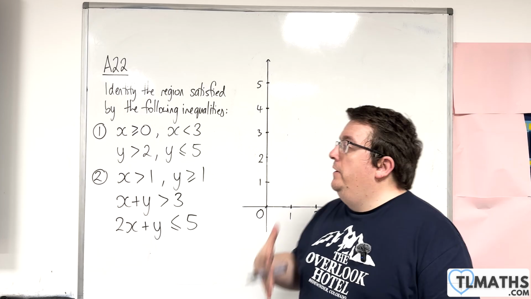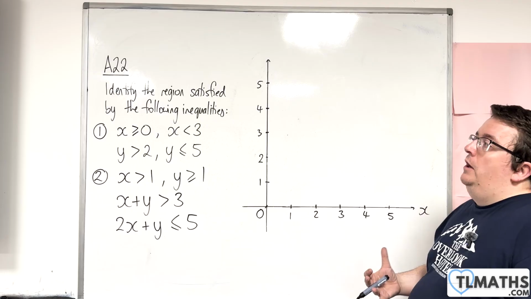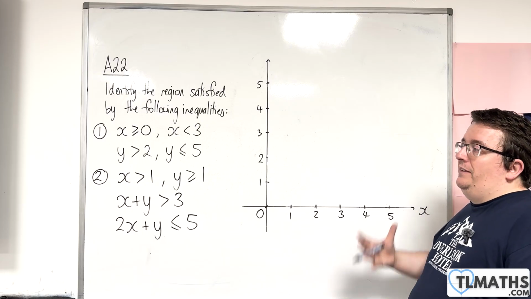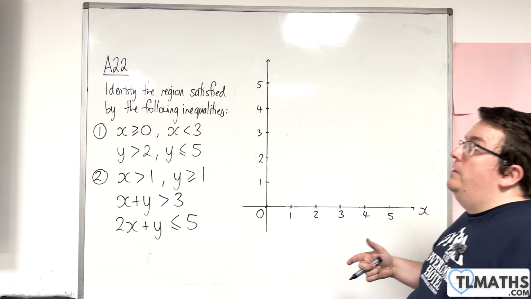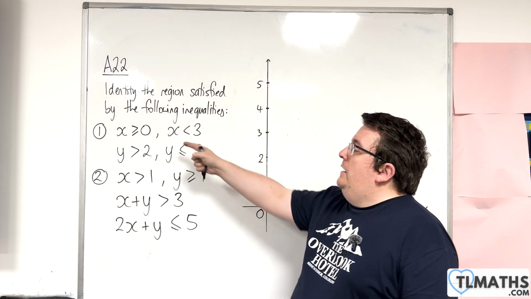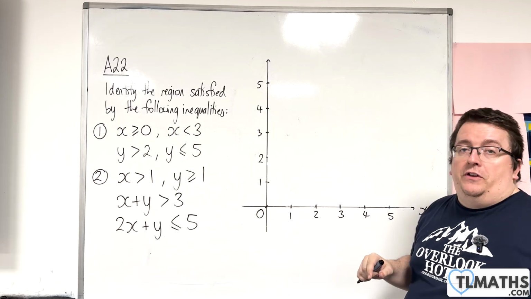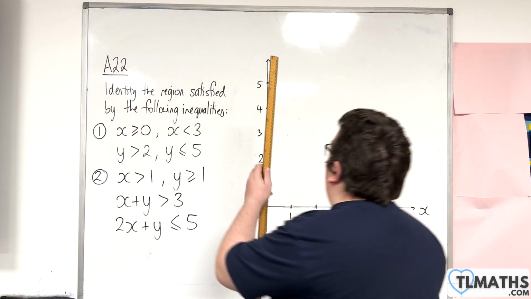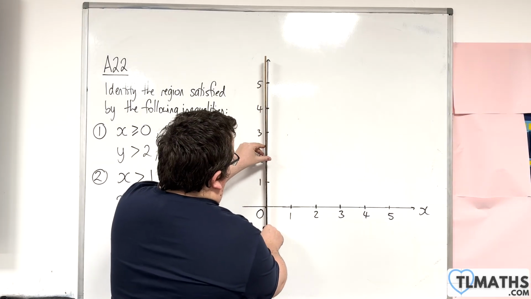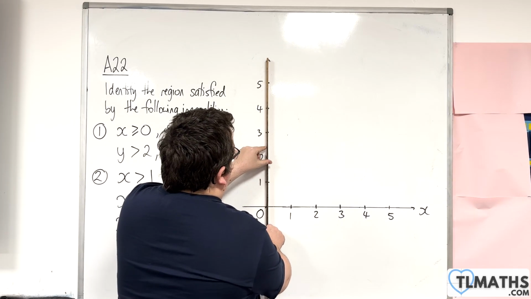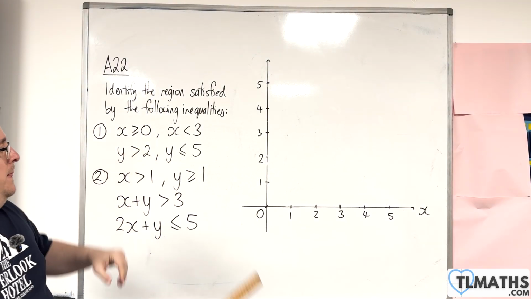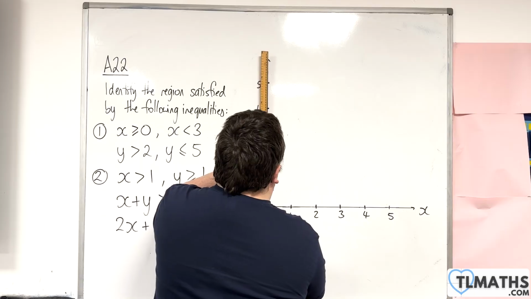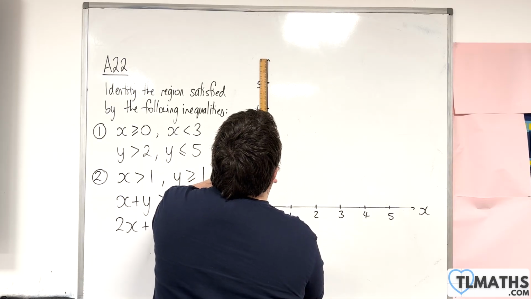So in this video, we're going to go through two examples of identifying a region satisfied by a series of inequalities. So let's start off with the first one. x is greater than or equal to 0. So x equals 0 is this vertical line here. And because it's greater than or equal to, it's going to be a solid line. So it is just the y-axis there.